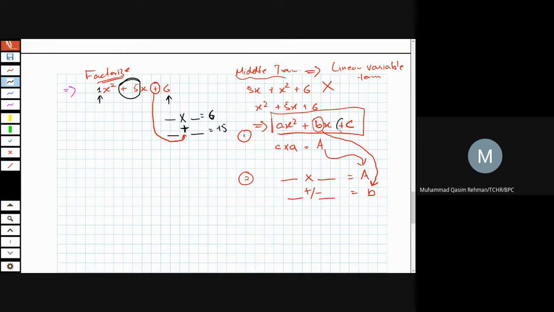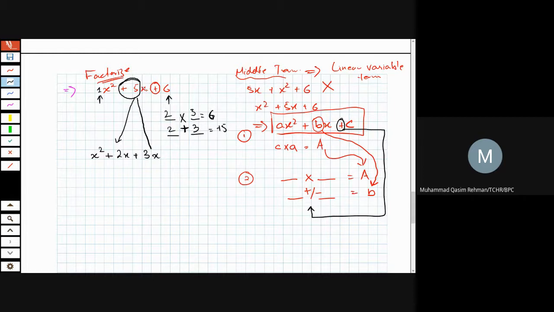So this sign helps you determine whether you need to add them or find the difference of the two numbers in order to obtain the required number. Okay, now in this case, definitely 2 times 3 is 6, and 2 plus 3 is 5. So x squared plus 5x will be broken down into 2x and 3x. Because I have 5x, I have broken that down into the two terms, 2x and 3x.